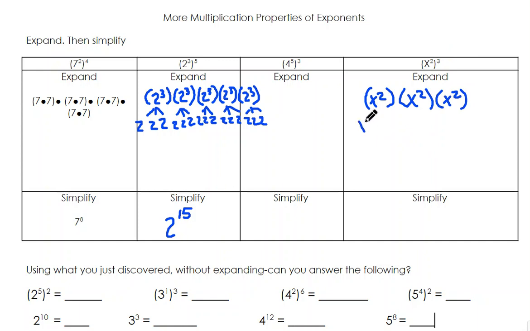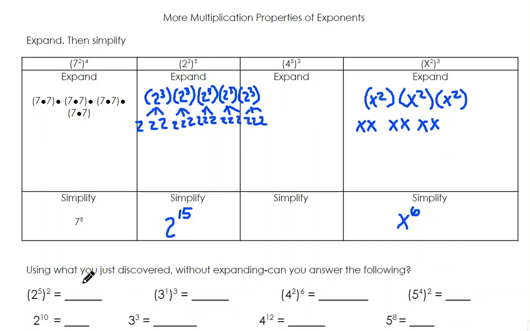So x squared, that means x times x. This x squared means x times x. This x squared means x times x. All right, so how many x's do I have? I have 1, 2, 3, 4, 5, 6. So this would be x to the 6th power.